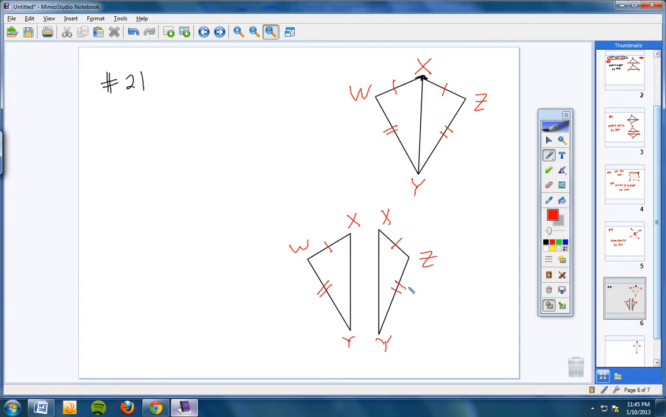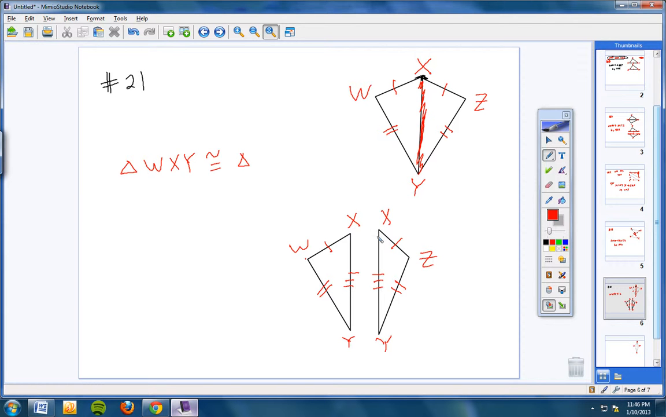Well, you know what to do. Look, these two triangles share a side. So we know that this side here has to be congruent to this side here. So all 3 sides in this triangle are congruent to all 3 sides over here. So I can say that triangle WXY is congruent to triangle... Now be careful, watch your symbols here. We start with W, and W is the angle right here between the 1 slash and the 2 slash.